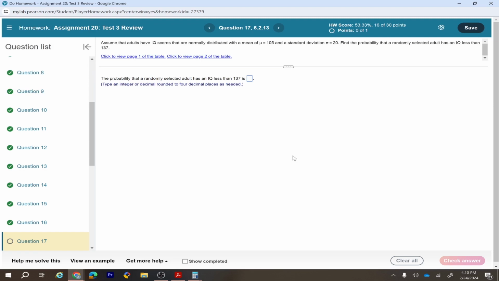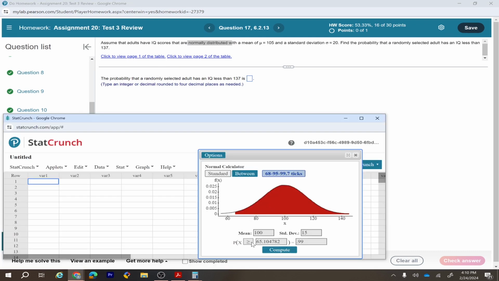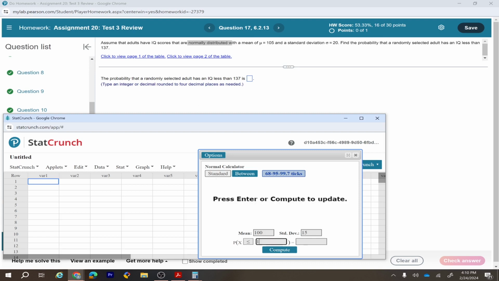Assume that adults have IQ scores that are normally distributed. So it's a normal distribution already. The mean is 105 and standard deviation is 20. Find the probability that a randomly selected adult has an IQ less than 137. Go to the same calculator, less than 137. But remember, the mean is different here. It's 105 and the standard deviation is 20. What's the probability that any randomly selected adult has an IQ level less than 137?